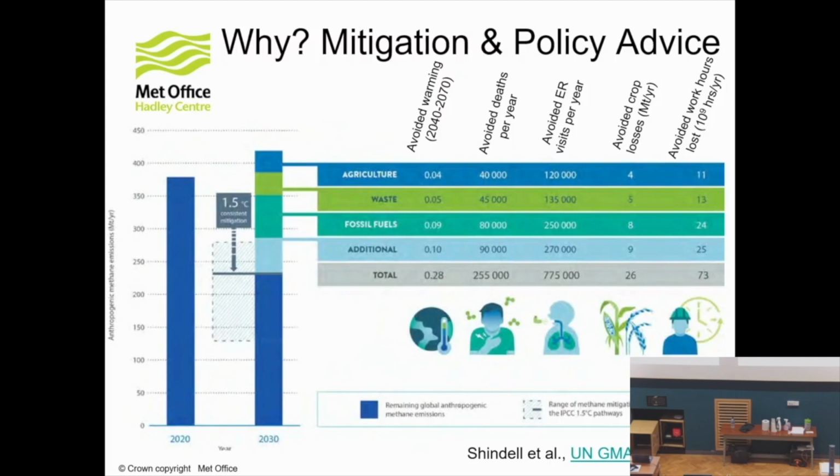in agriculture, waste, fossil fuels, and these additional measures, which I think would account for something like a 45% reduction in emissions, there's the potential for avoided warming of about 0.28 degrees. So again, this very much underpinned the announcement of the methane pledge at COP26. So again, this kind of assessment is only feasible by including aspects of the Earth system with some comprehensive analysis as well.